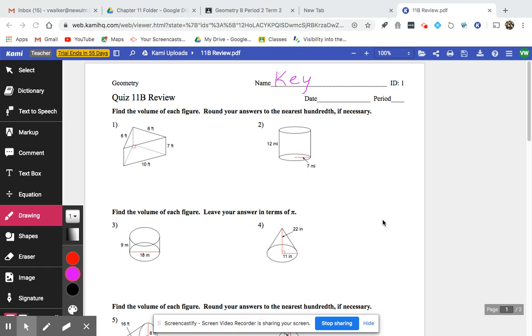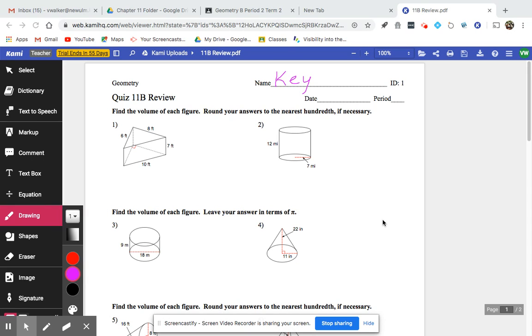Anyway, we are doing the 11B review. This is 11.4 through 11.7. Just like normal, I'm going to split this up over two videos. First video is going to be the front page. Second video is going to be the back page. We're going to go ahead and jump right in. Number one, we want to find the volume of each figure. We want to round our answers to the nearest hundredth, if necessary.